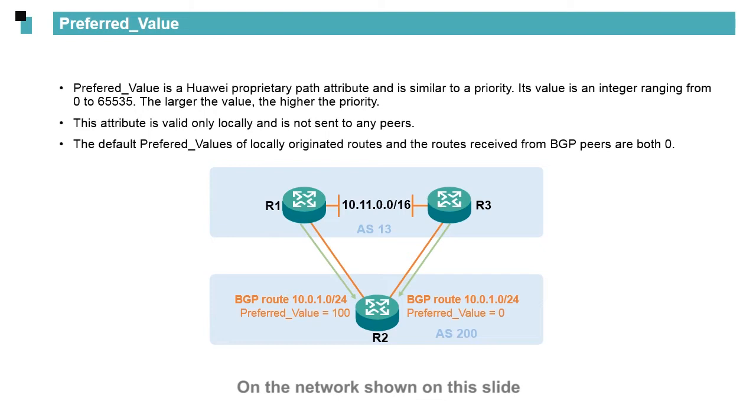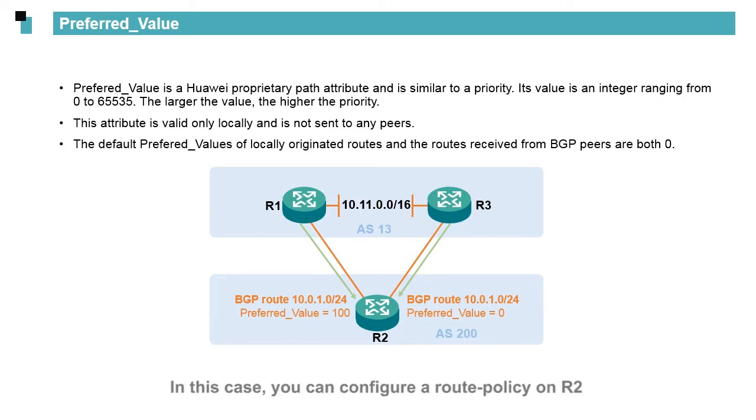On the network shown on this slide, BGP is deployed on three routers, R1, R2, and R3. R1 and R3 belong to AS13, and R2 belongs to AS200. In AS13, there's a route 10.11.0.0/16. Both R1 and R3 advertise the route to R2. By default, R2 cannot determine which route to select.